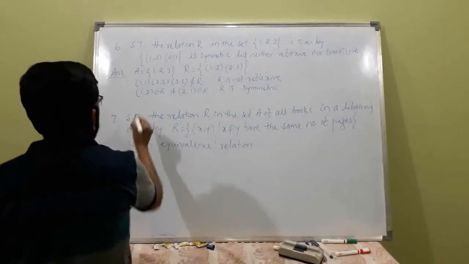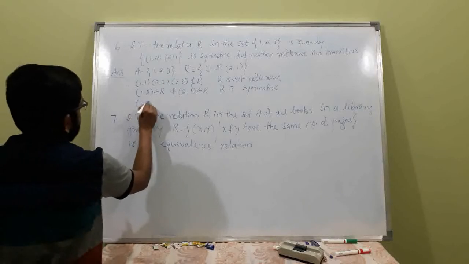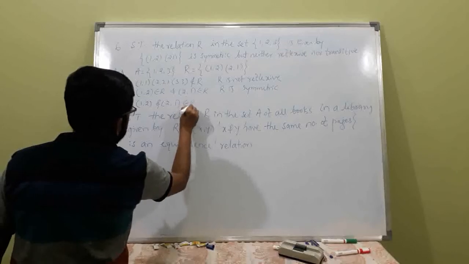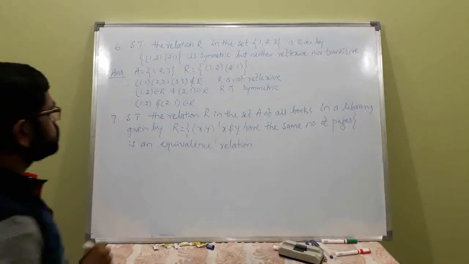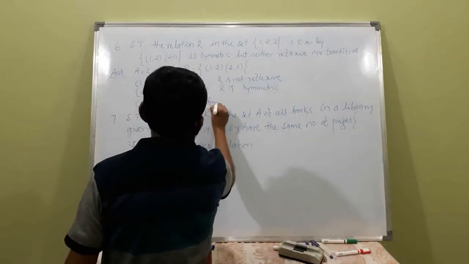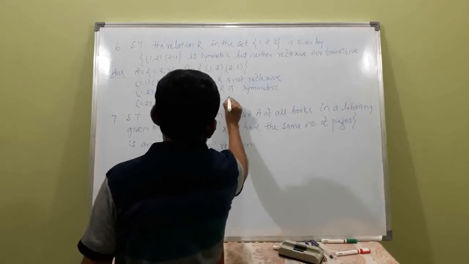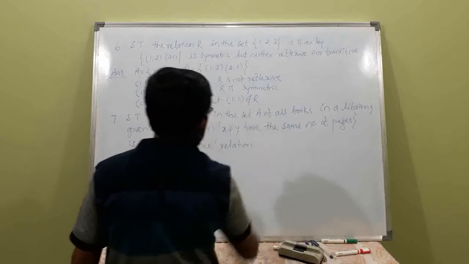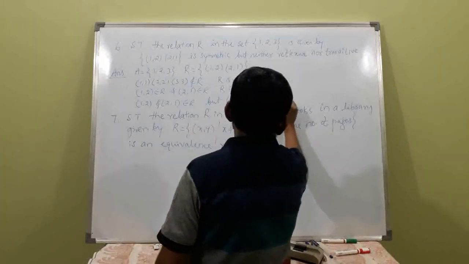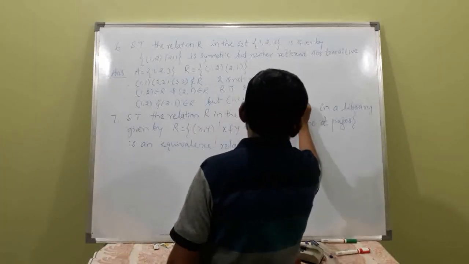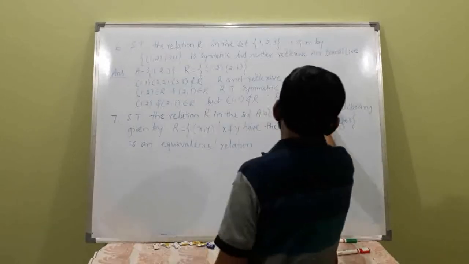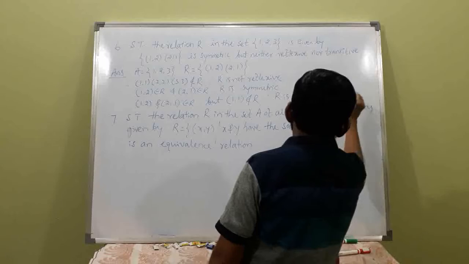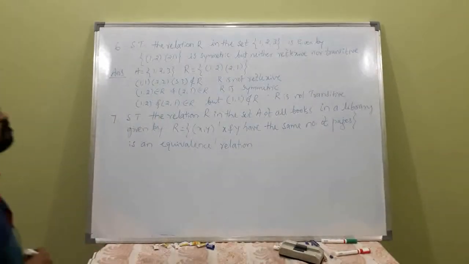Symmetric. 1 2 belongs and 2 1 belongs to R. 1 2 and 2 1 belong to R, but 1 1 does not belong to R. R is not transitive. Okay.